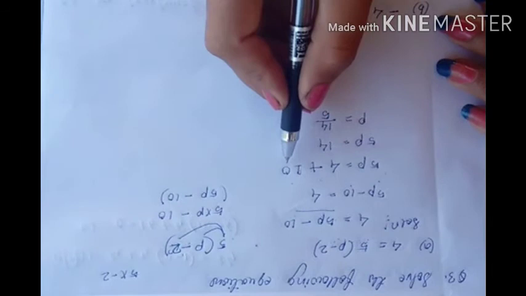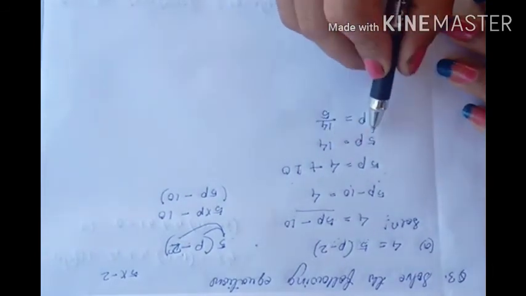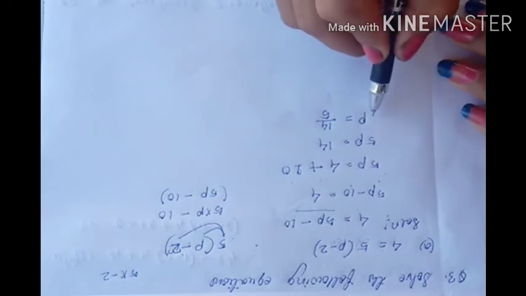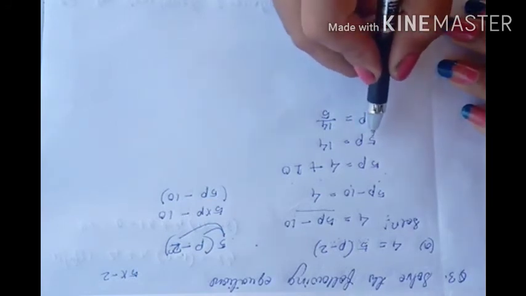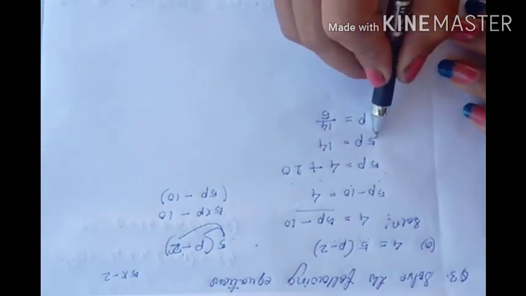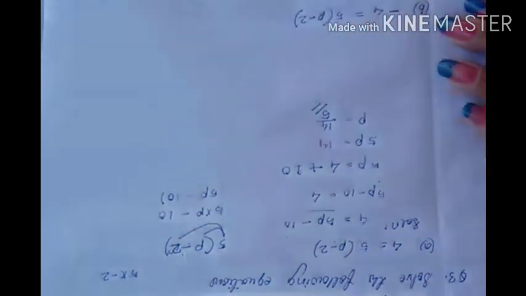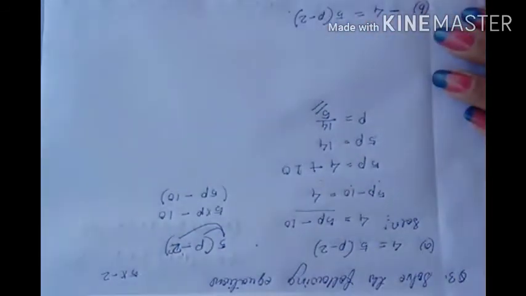10 plus 4, how much did we get? 14. Now 5p equal to 14. Now again we need only the variable on the left hand side. So we have to transpose this 5 to the right hand side. Here it is multiply, so it will become divide. So p equal to 14 upon 5. Okay, the p value is 14 upon 5. Now come to the next question, question number B.